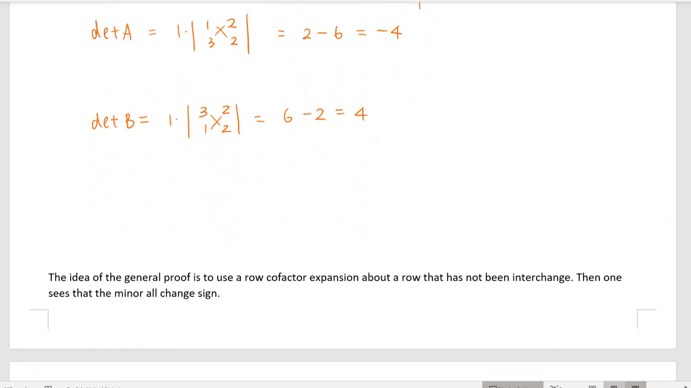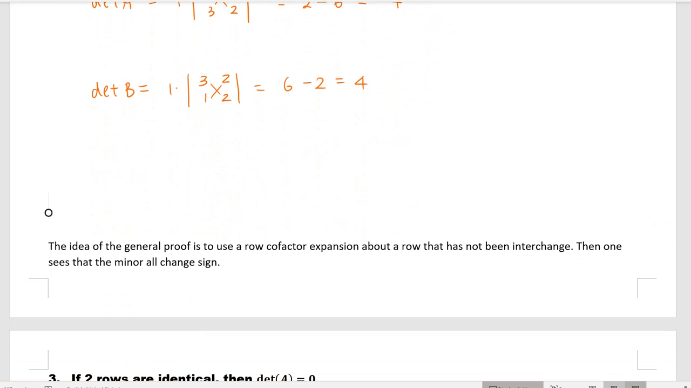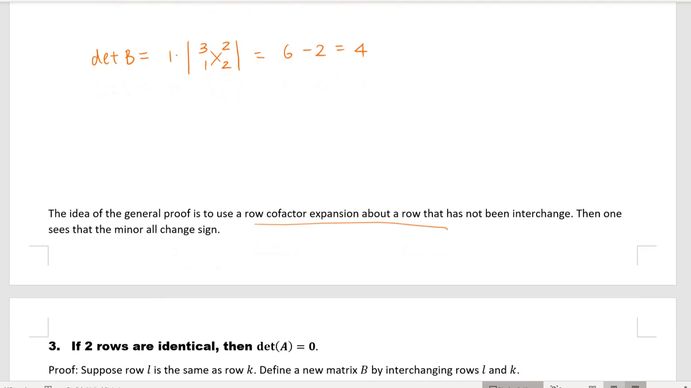Okay, so this is the second property. The idea of the proof is to use a cofactor expansion about a row that has not been interchanged. Then the minors seem to change sign. Yeah, this is the idea we talked about.